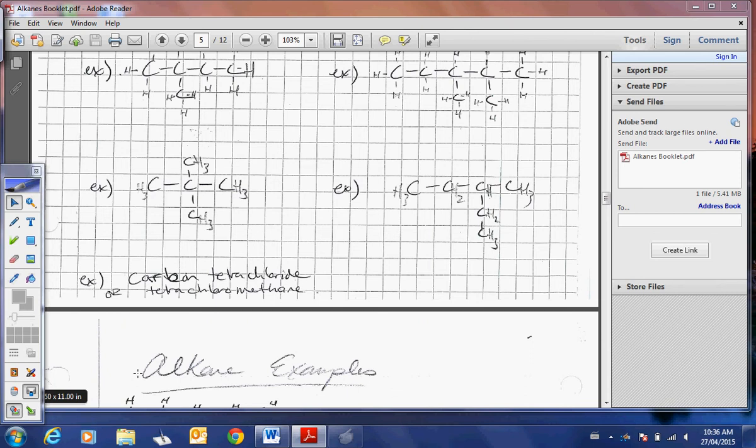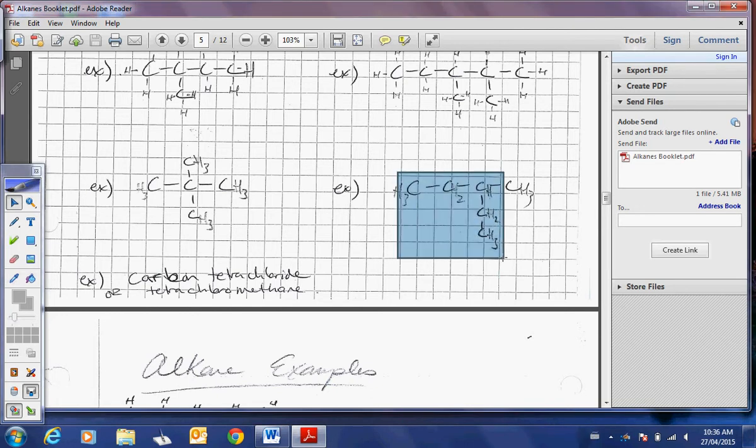Okay, the tricky thing about this last example is that it bends. So the longest chain ended up going this way for us. That was the longest chain there. And then that methyl, that was handy, wasn't it? And then that methyl was our branch. So our longest continuous chain was 1, 2, 3, 4, 5 carbons long.